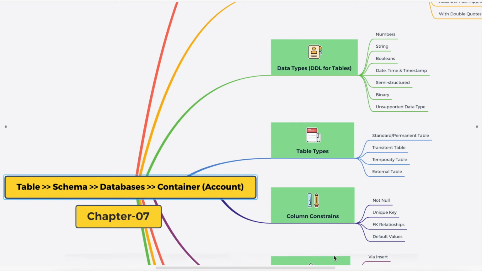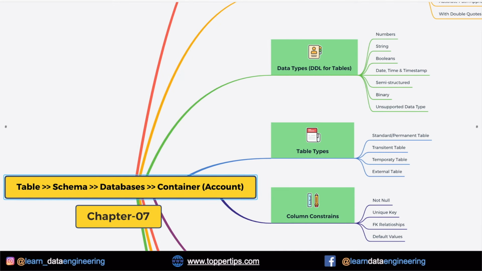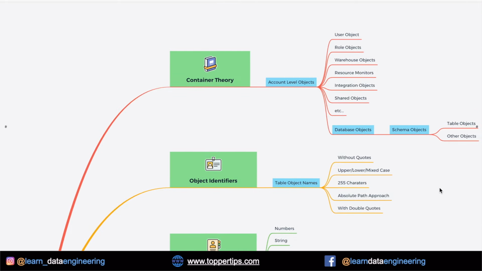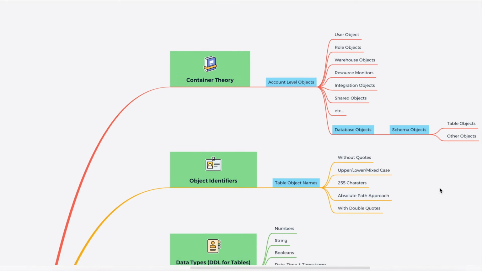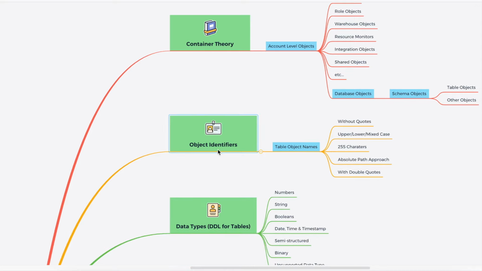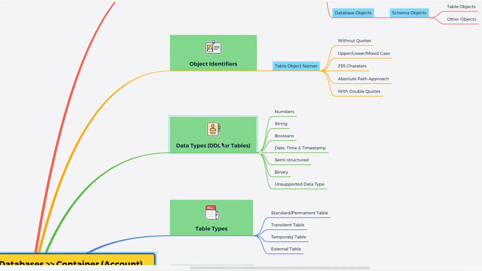Let's go through the tree map of Chapter 7, which helps us to know what we are going to learn in this chapter in detail. We will primarily look into the container theory, what is a container, what is an account level object, and what is a database level object, followed by the object identifier. During the live demo, we will see how the object identifier works. We will also see different data types starting with number, string, boolean, timestamp, semi-structured, binary, and unsupported data types.